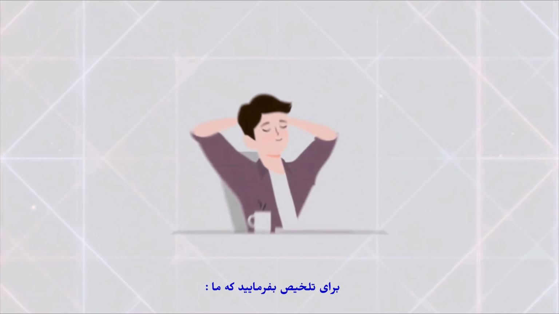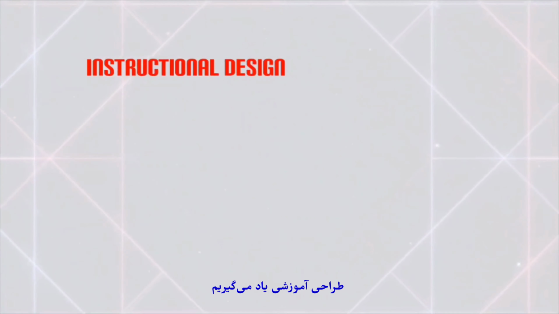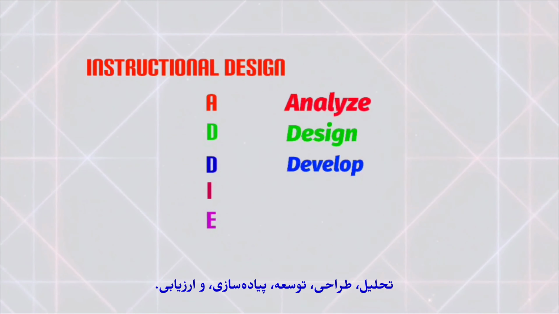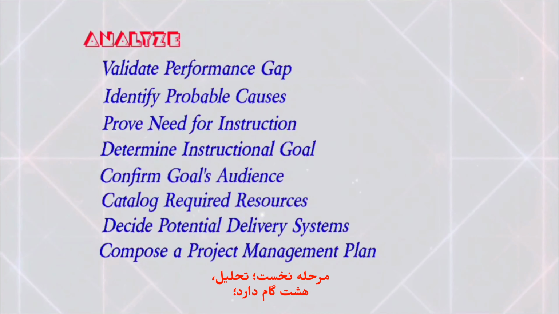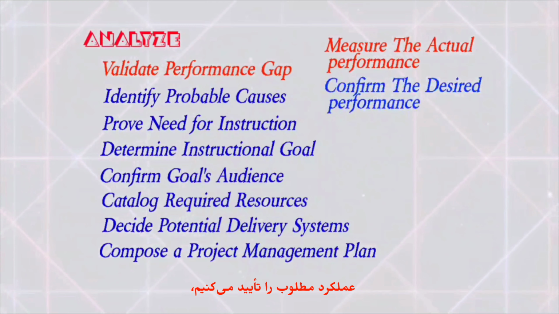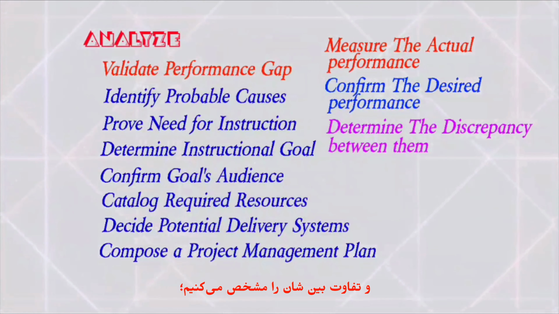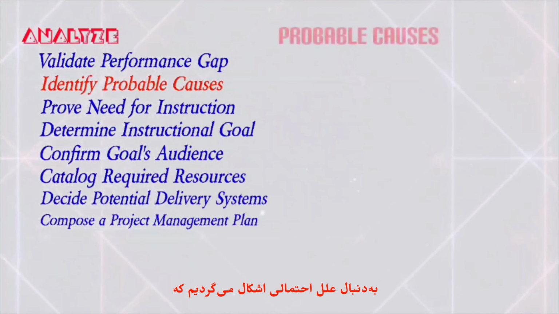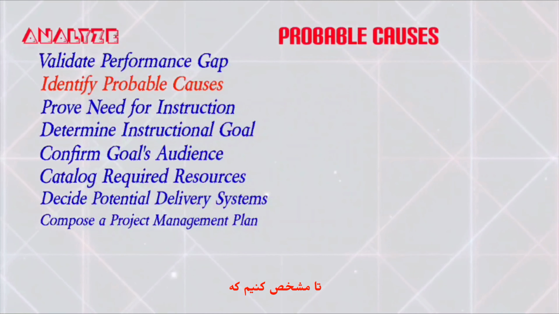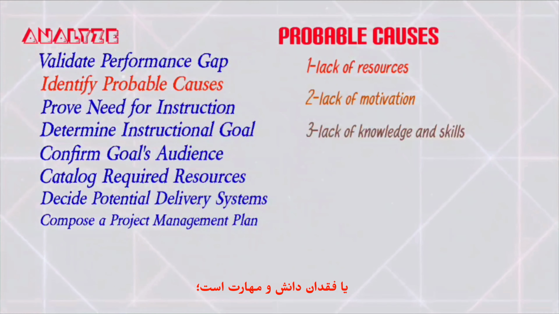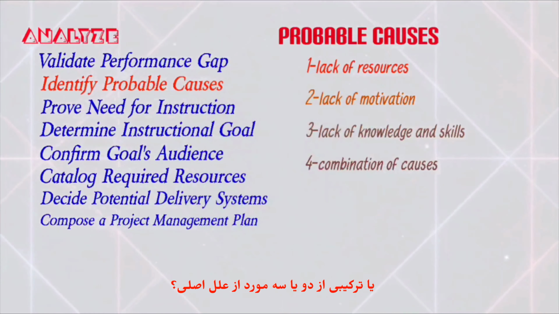That's for now. To summarize, say that we are learning instructional design. The ADDIE model of instructional design has 5 phases: analyze, design, develop, implement, and evaluate. The first phase, analyze, has 8 steps. In the first step, we measure the actual performance, confirm the desired performance, and determine the discrepancy between them to validate the performance gap. In the second step, we search for the probable causes of the gap to see if it's caused by a lack of resources, a lack of motivation, a lack of knowledge and skill, or a combination of 2 or 3 of the main causes.